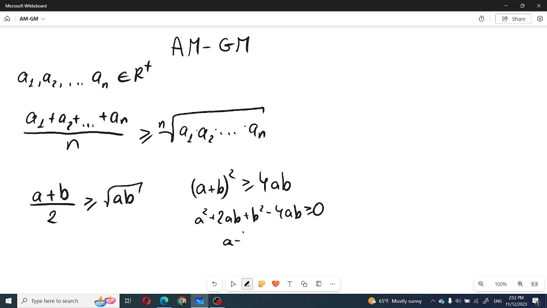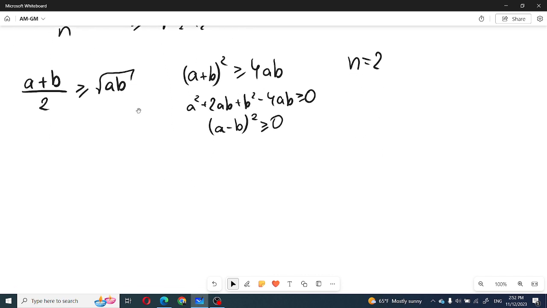Clearly this equals (a minus b) squared, and because we know that a and b are positive real numbers, this number squared will always be greater than or equal to 0. So we have proved it for n equals 2. And for the induction, let's assume that we know this for some number k, and from k we will go to 2k.